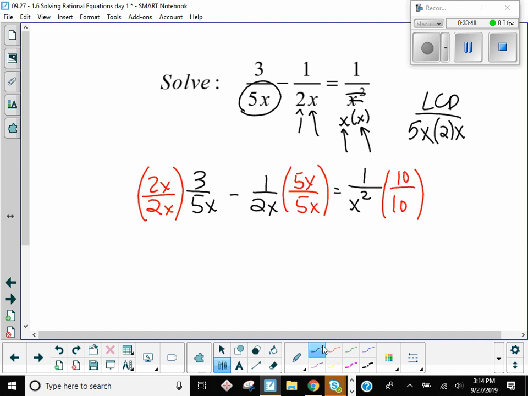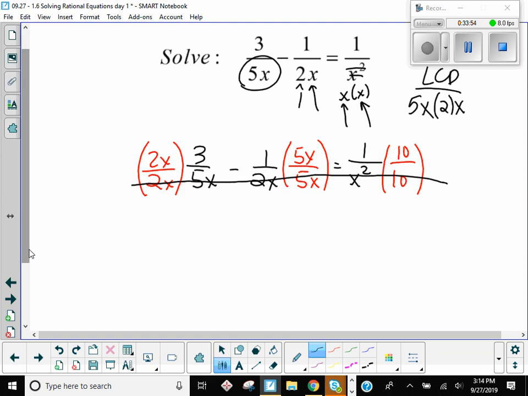All right. So denominators are all the same now. Drop them. I have 6x minus 5x equals 10. X equals 10. Does that make any of the denominators 0? 5x, 2x, x squared? No. So we're done.